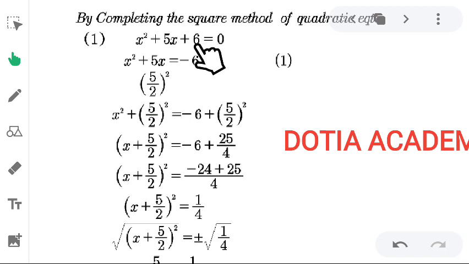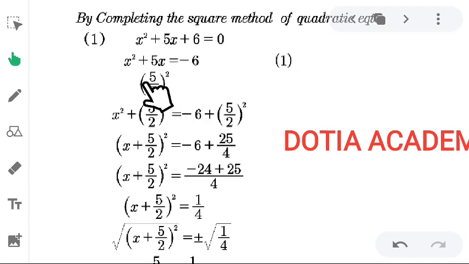In the completing the square method, what you are going to do is, first of all, transfer the constant to the other side of the equation. Here you have the constant to be plus 6. When you bring plus 6 to the other side of the equation, you have 0 minus 6. You have it back as minus 6. Here you have s squared plus 5x is equal to minus 6.